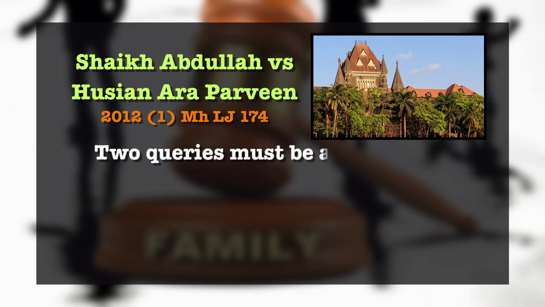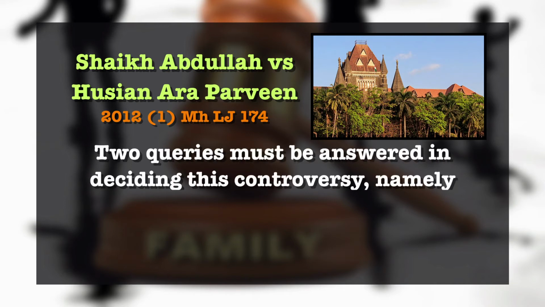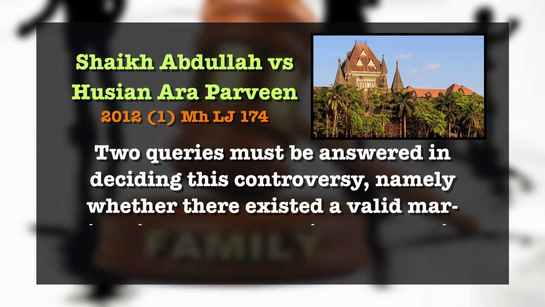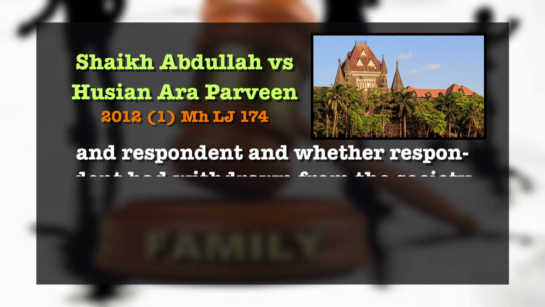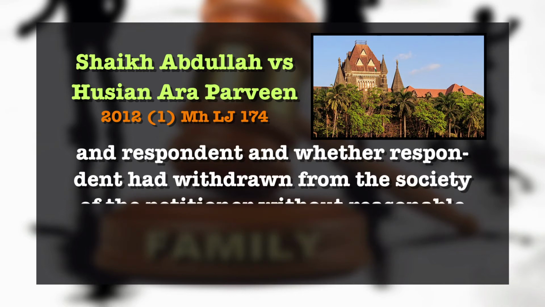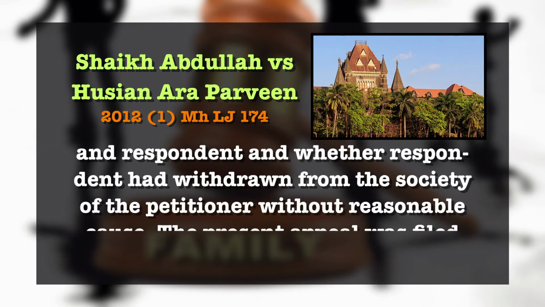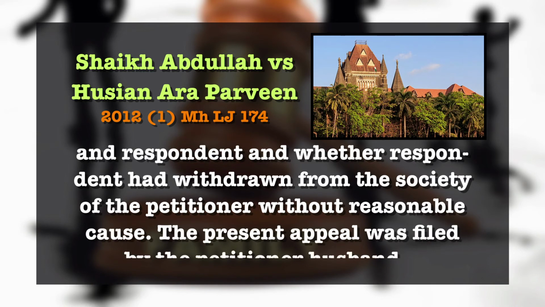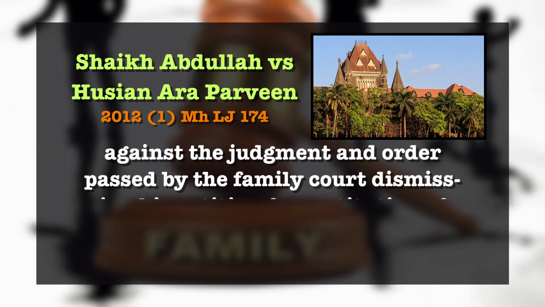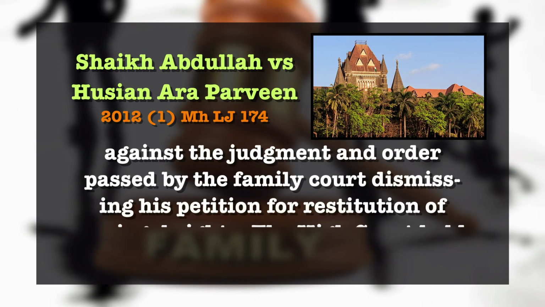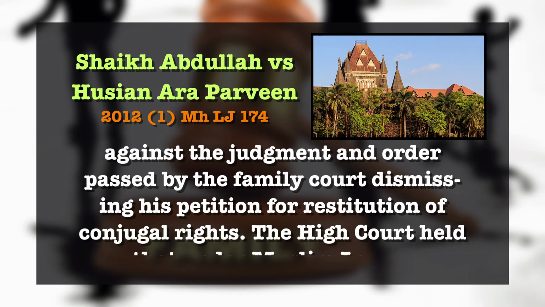The court laid down that two queries must be answered in deciding this controversy, namely, whether there existed a valid marriage in accordance with Muslim law between the appellant and the respondent, and whether the respondent had withdrawn from the society of the petitioner without reasonable cause. The present appeal was filed by the petitioner husband against the judgment and order passed by the family court dismissing his petition for restitution of conjugal rights.